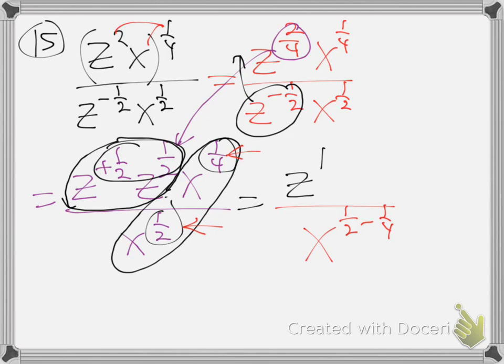Side by side, they add. Vertical, they subtract. But wherever the bigger one is, that's where the answer is going to end up. So then what's a half minus a fourth? Yeah, because a half is really 2/4. 2/4 minus 1/4 is 1/4. We're finally done with that awful problem. There it is.